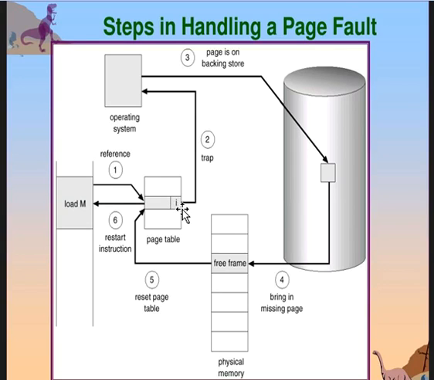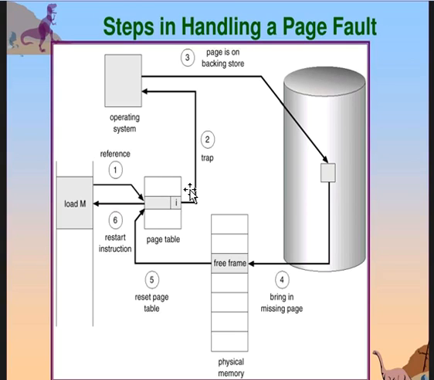So is that reference invalid or valid? Based on that, if the reference was invalid, what is happening? We terminate the process. If it is valid but we have not brought in that page, we now page it in.